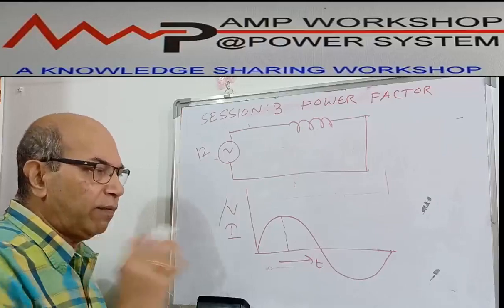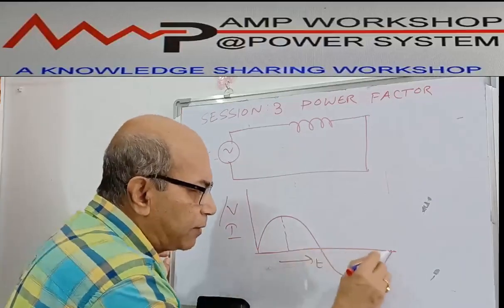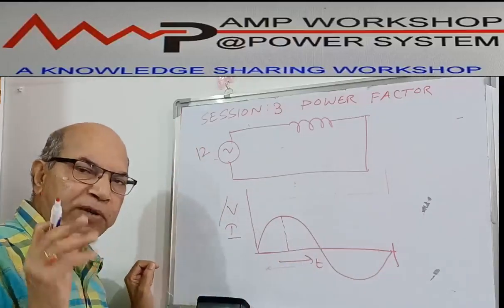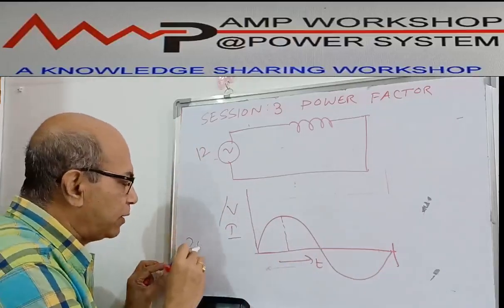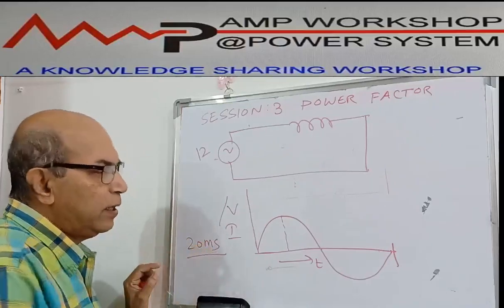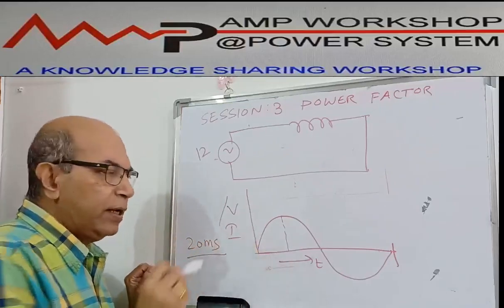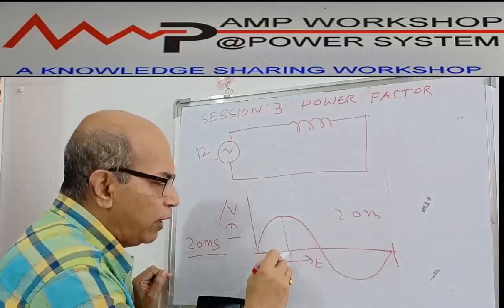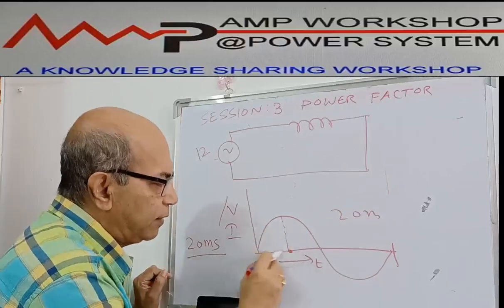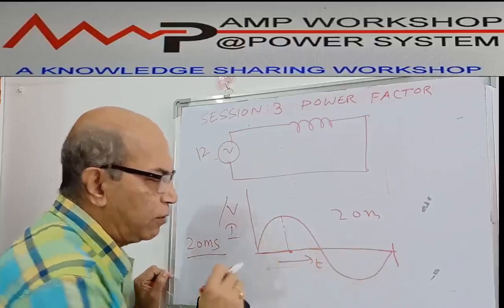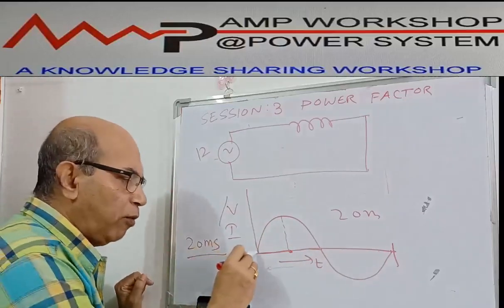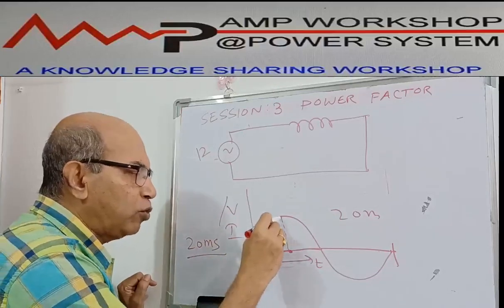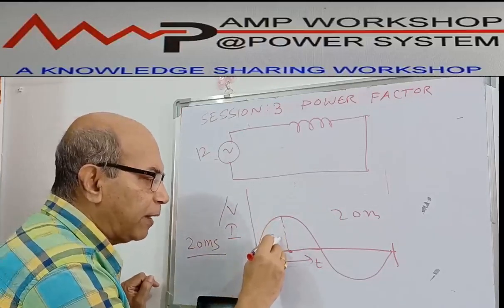So suppose this is 1 cycle. If it is a 50 hertz supply, 1 cycle means 20 millisecond, right? So in this cycle, the total is 20 millisecond. This is 5 millisecond, this is 5, this is 5, and this is 5, total 20 millisecond. So once the voltage is switched on from zero, it goes to maximum in 5 millisecond.